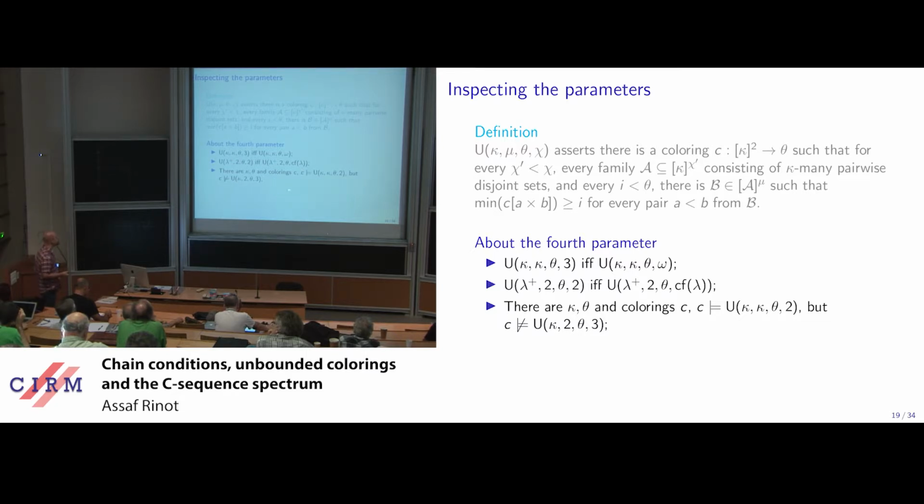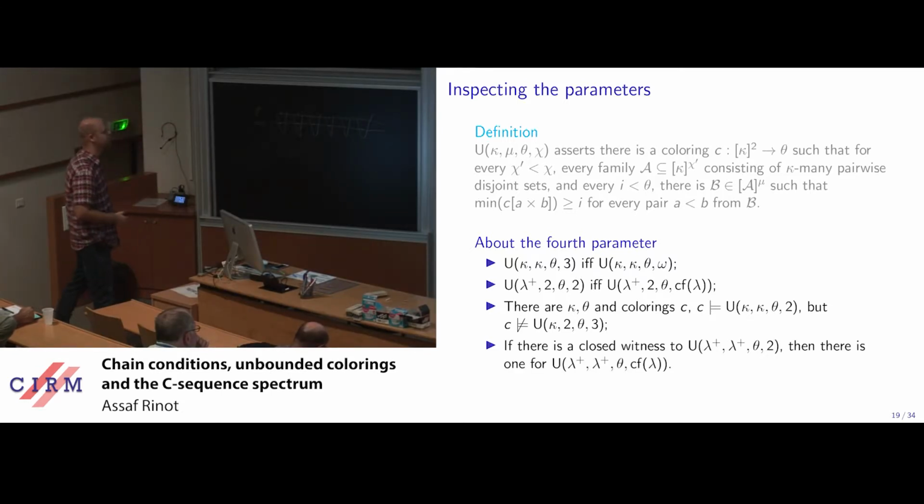I guess I should mention that when you move from a coloring handling, say, singletons to handling finite sets or more than that, you are not expected to do it with the very same coloring. There are class many cardinals kappa, theta where it will satisfy the axiom with 2, but not satisfy the axiom with 3. So you have to cook up another one.